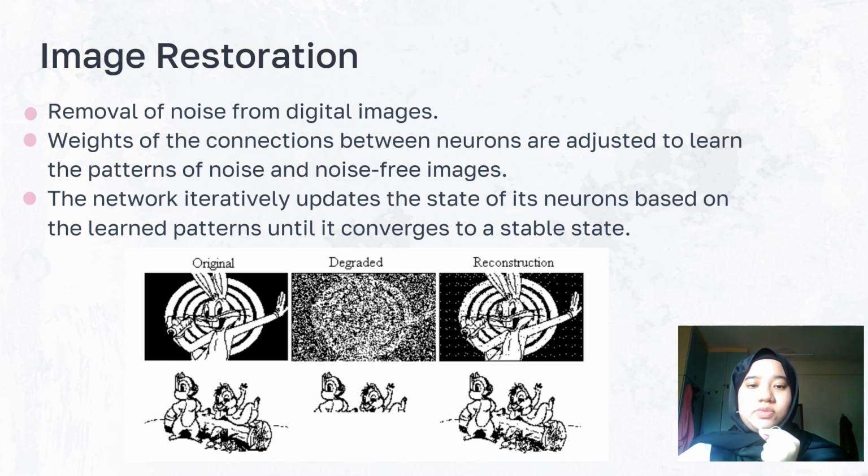The first thing is we have to train the network using a set of both noisy and noise-free images. The architecture consists of interconnected neurons. These neurons represent each pixel in the images, and during the training phase, the weights of the connections between neurons are adjusted to learn the patterns of noisy and noise-free images. To remove noise from these 2 pictures, we first feed the noisy images into the network, and then the network will iteratively update the state of its neurons based on the learned patterns until it converges to a stable state, which is the output: the restored images, where the noisy pixels have been effectively reconstructed.